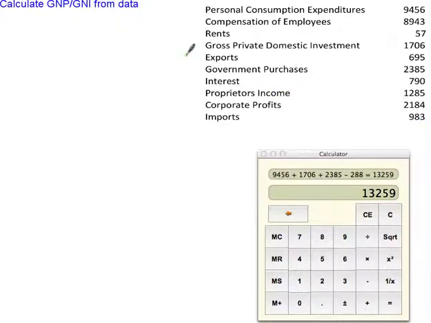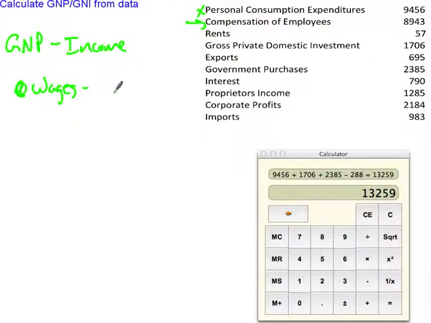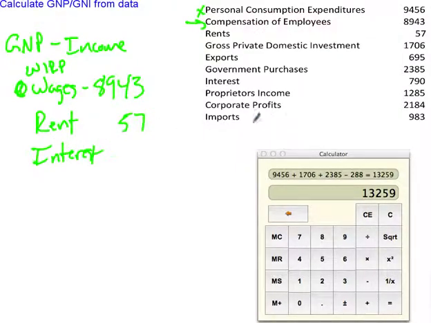And so if you remember, GNP is the income. And so personal consumption, no, because that was for the expenditure approach. Compensation of employees, definitely. And so we would say that's wages. All right, so that's 8943. Rent, that's part of the income approach. Remember, income is work. So rent is 57. Interest is 790.